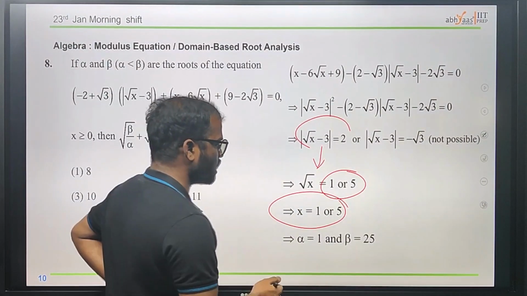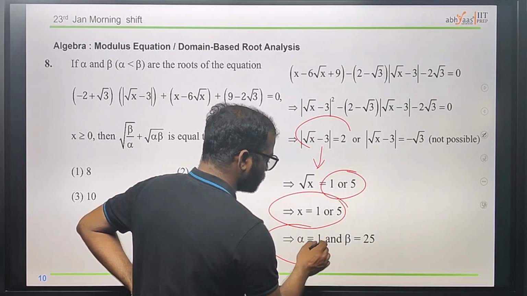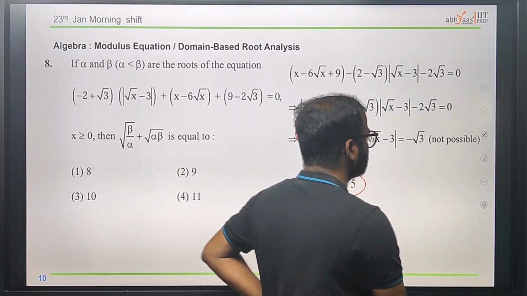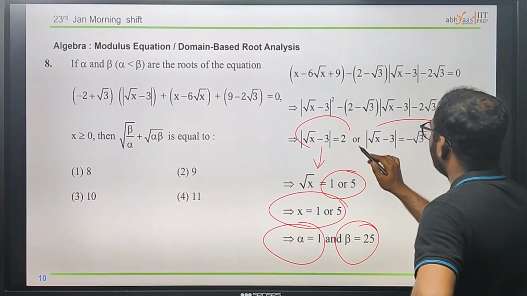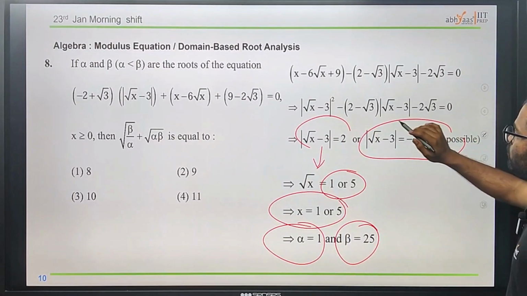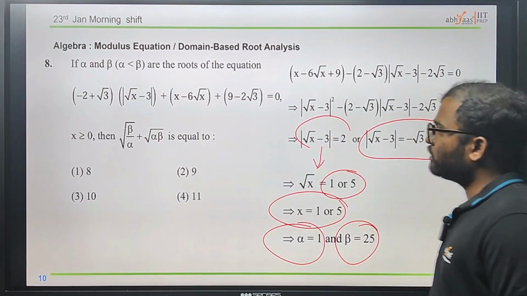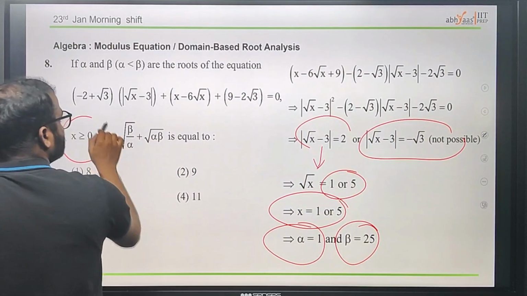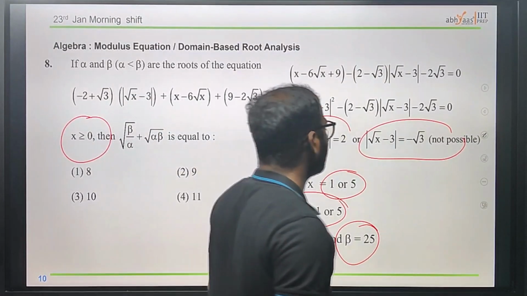Okay, I hope you understood what I am saying. Now where alpha is equal to 1 and beta is equal to 25. How is this possible? And also one more thing, under the root, minus 3 is not possible. And one more thing, they have given that x must be greater than or equal to 0. For that reason we can neglect this one.